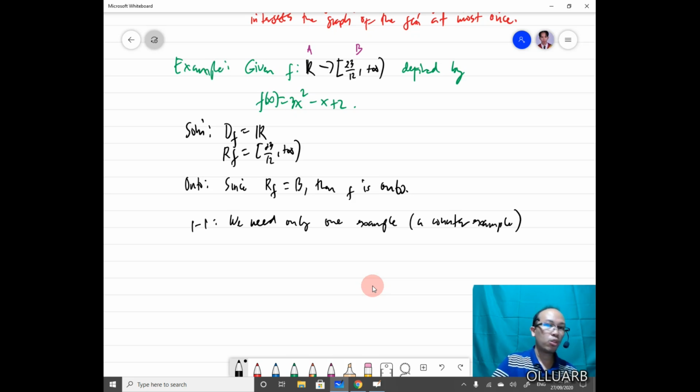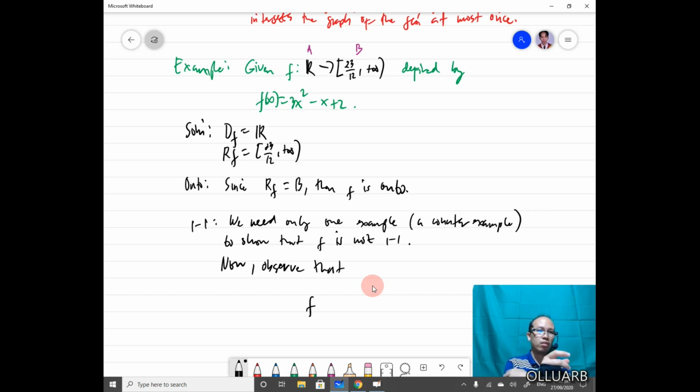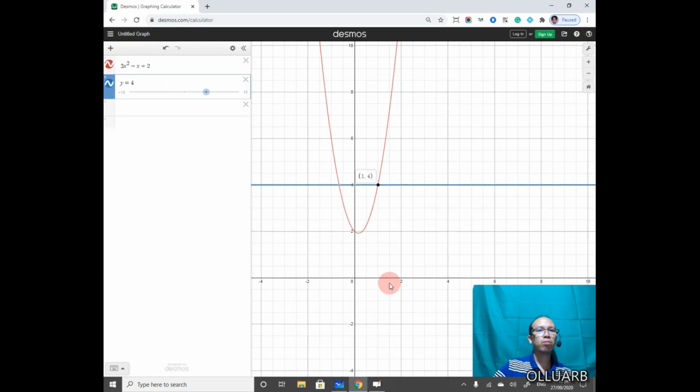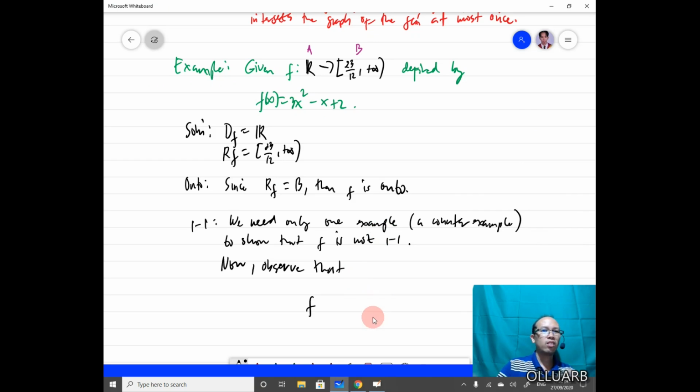And then to show that the function f is not one-to-one, observe that f of 1, as you can see here. Not 4, okay, f of 1, as you can see here.